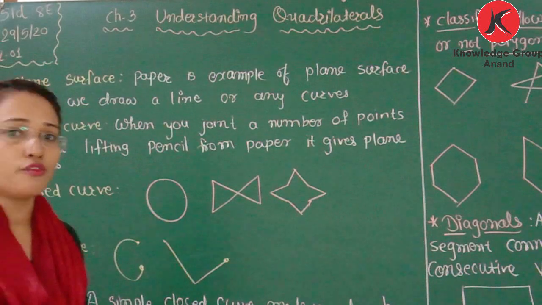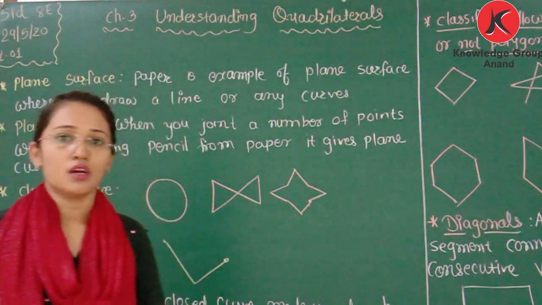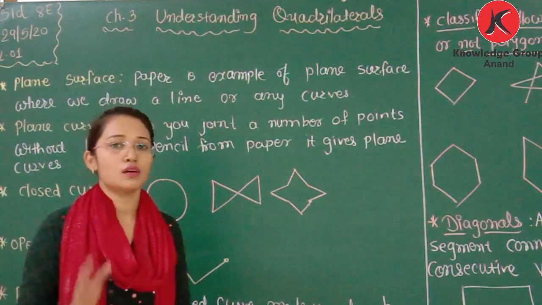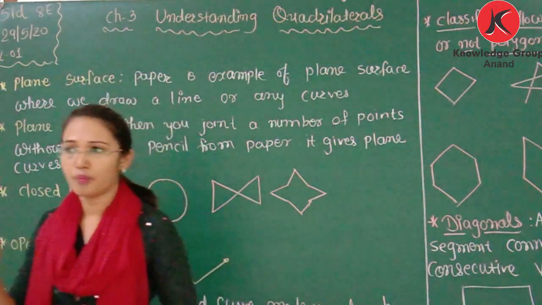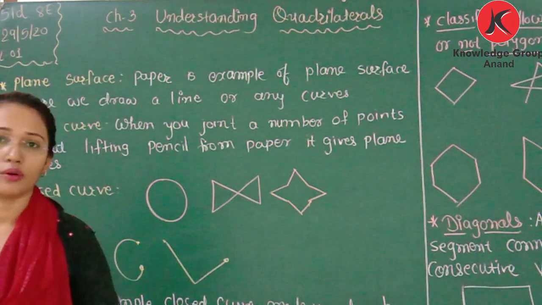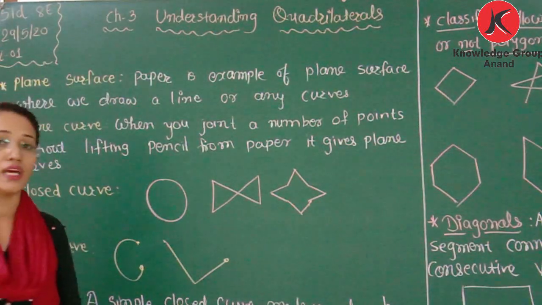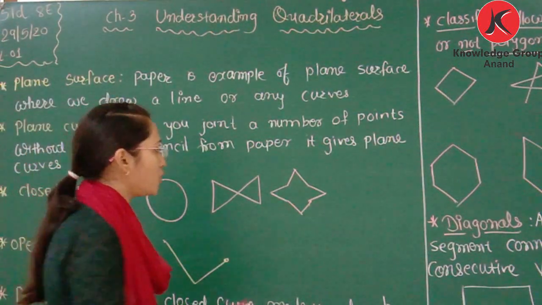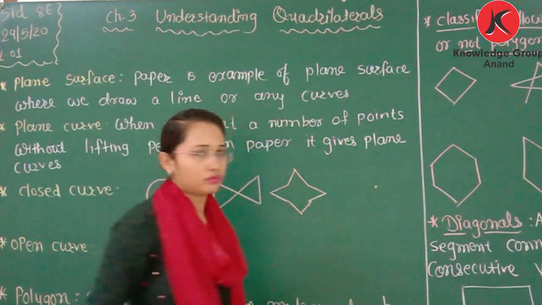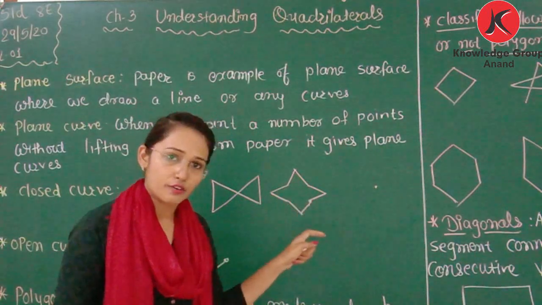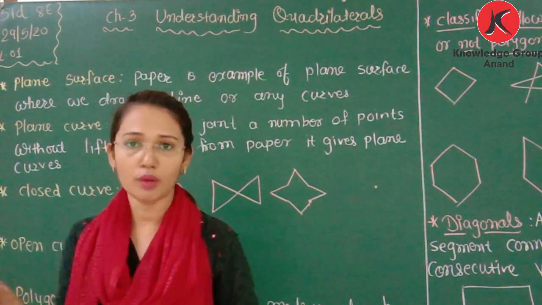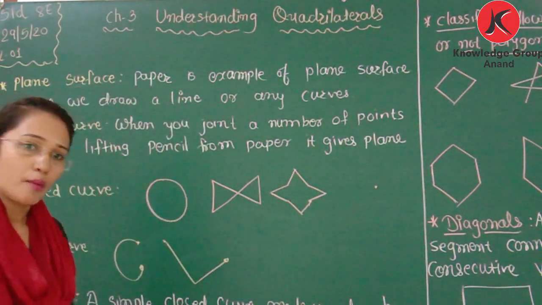Okay. First of all, what is a plane surface? Wherever we draw some shape or any geometrical shape, that place is called plane surface. For example, if I draw one dot on a board, then this board will be a plane surface. Clear? If you draw a line on a paper, then your paper will be a plane surface.